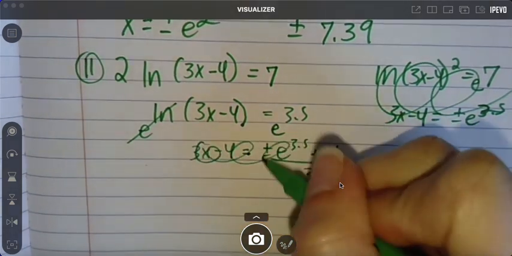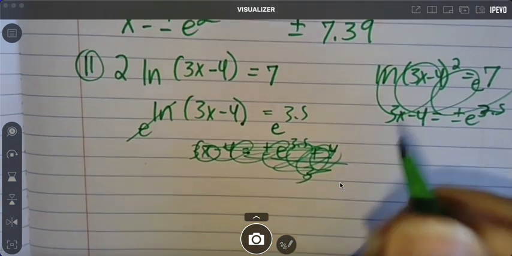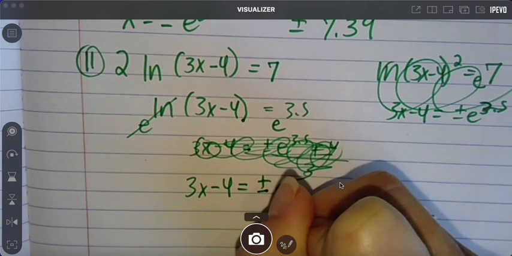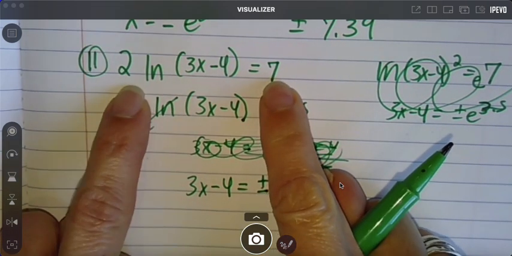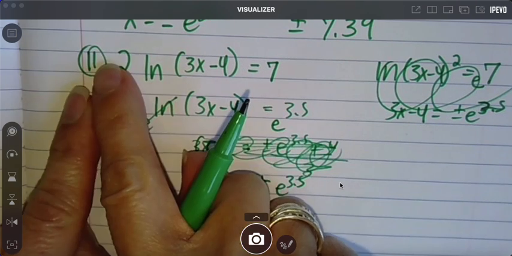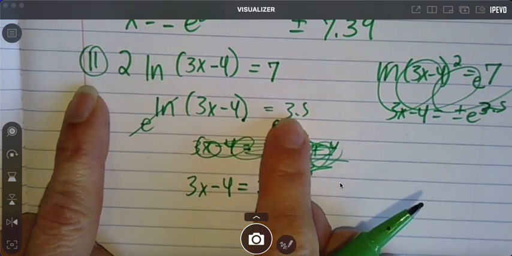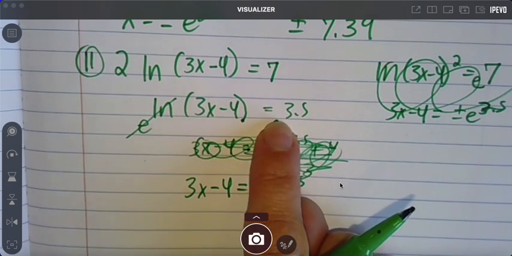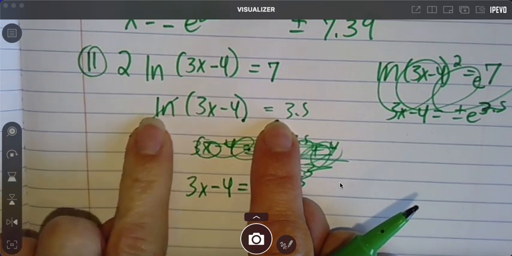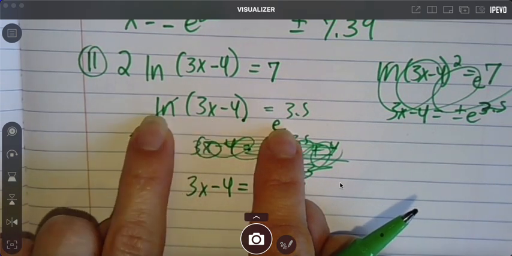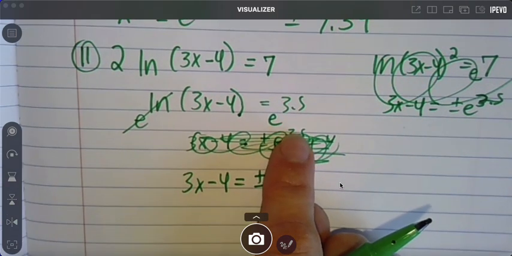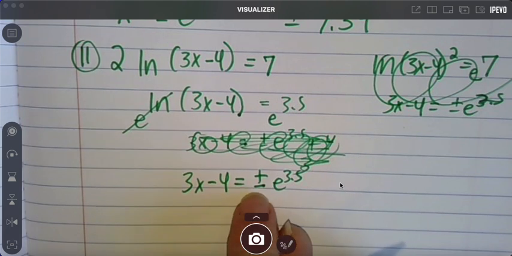Hold on, I wrote too much too fast. Let me rewrite this. I was just going through it real quick. I get 3x minus 4 equals the plus or the negative 3.5, because I took this 2 and this 7, and I divided 7 by 2. I moved that 2, and that's where I got 7 divided by 2 is 3.5. Now that I have this natural log, I put e to both sides, and I have e to the 3.5. So I have 3x minus 4 equals the positive or the negative 3.5.